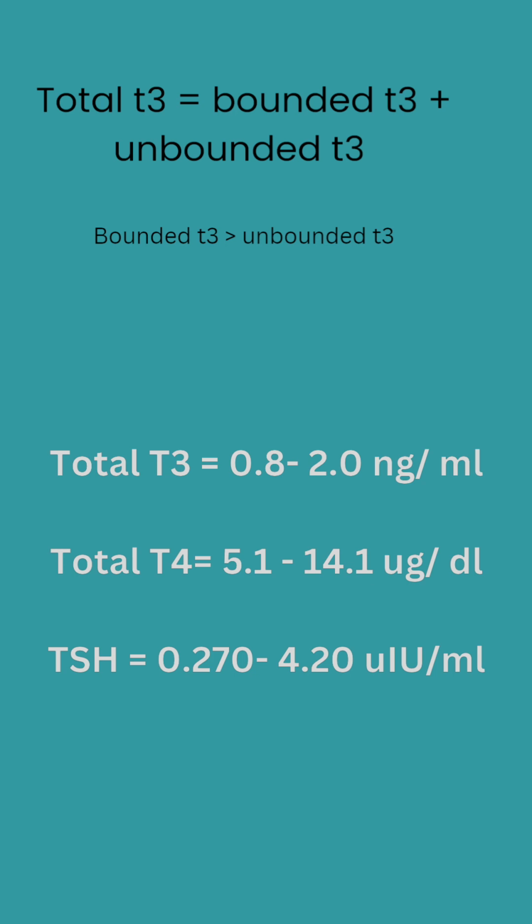hormones in our blood. The normal total T3 level is 0.8 to 2.0 nanograms per ml, whereas the normal T4 level is 5.1 to 14.1 micrograms per dl. The normal value for TSH is 0.270 to 4.20 micro international units per ml. One thing to notice here is that normal values of these hormones can vary according to the instrument and reagent we are using. I am telling you about the Cobas E411 instrument.